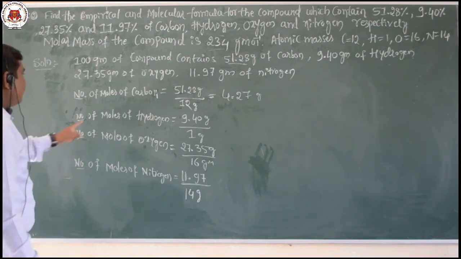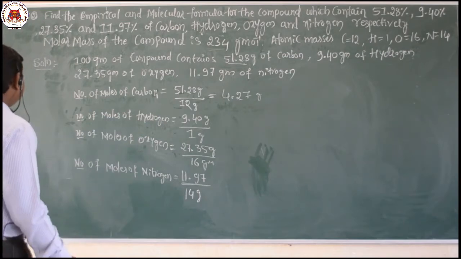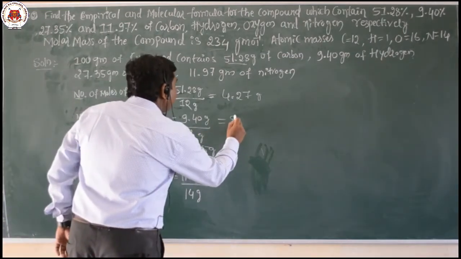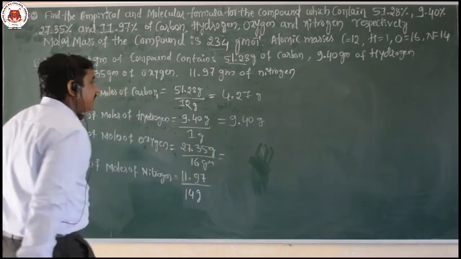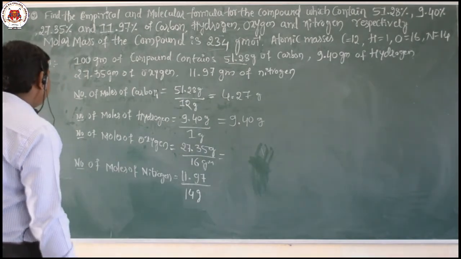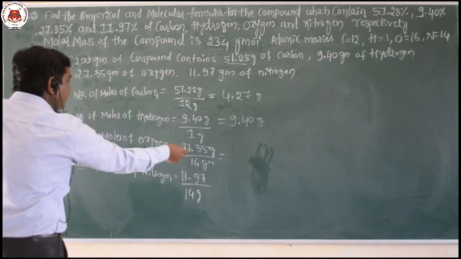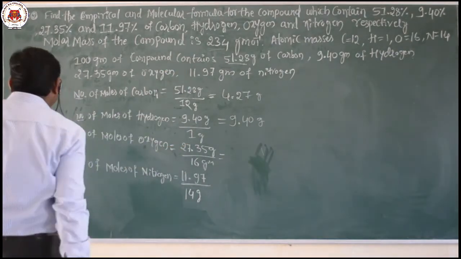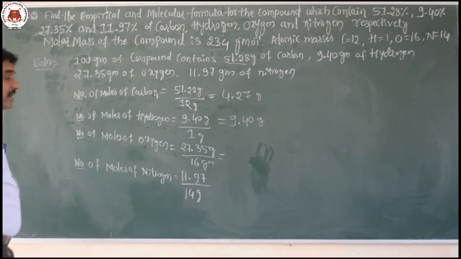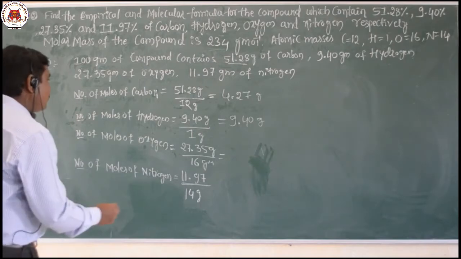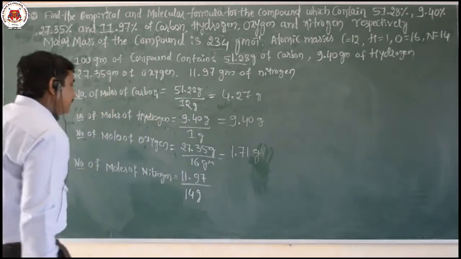Next one, number of moles of hydrogen. 9.40 divided by 1 equals 9.40. Then number of moles of oxygen: the given mass of the oxygen in the problem divided by the atomic mass of the oxygen. That is 27.35 divided by 16. So we will get 1.71.